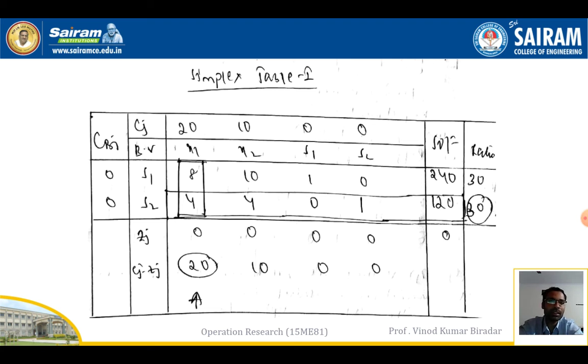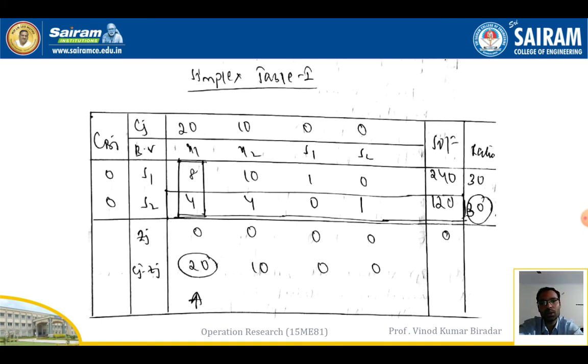Now find the respective key row also. On the right hand side, look at the solution column: 240 is there, and 240 divided by 8 is equal to 30. 120 divided by 4 is also equal to 30. Normally we select the least positive value, but here both are the same. When both values are the same, such a problem is called a degeneracy problem. You understand this? Among these two, we have to choose any one.